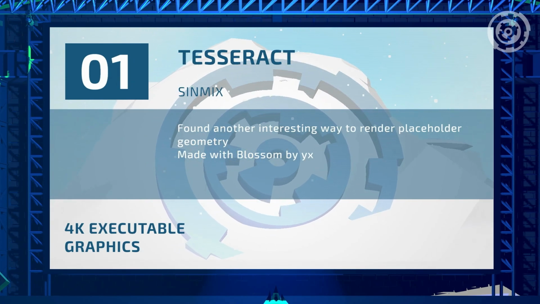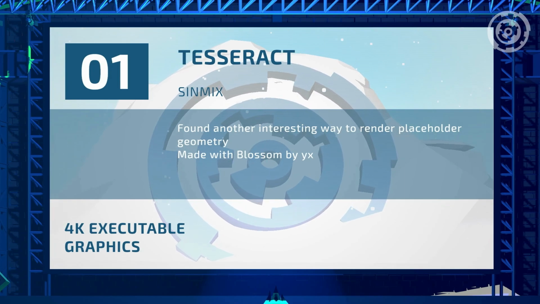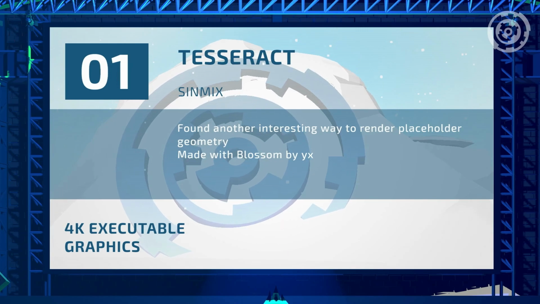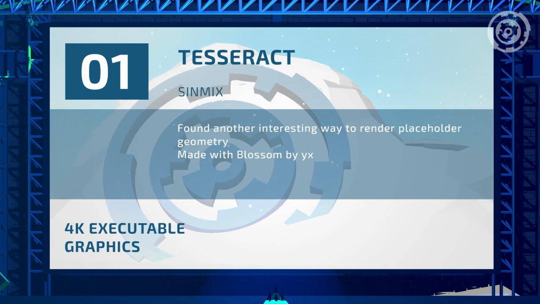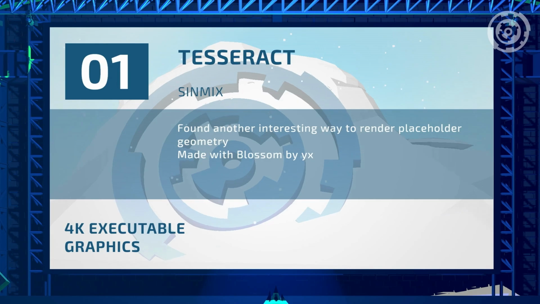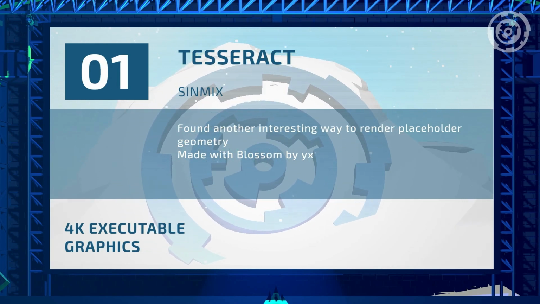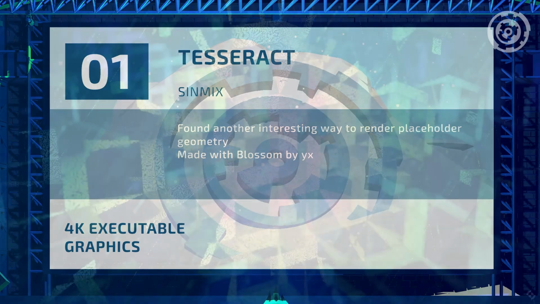Entry number 1 is Tesseract by Sinmix. Another interesting way to render placeholder geometry, made with Blossom by YX. You're going to have to explain what Blossom is a bit. I'm going to have to ask YX what Blossom is. You can explain while it's happening, Truck, if you know it. No, I have no idea. That's why I'd really like to know.